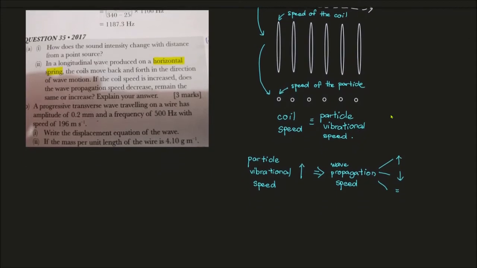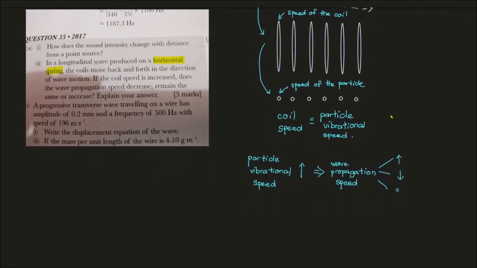So particle vibrational speed and wave propagation speed are definitely different things. Even in our syllabus, we call one of them Vy for particle vibrational speed, and we call the other V for wave propagation speed. Particle vibrational speed is the speed of the particle moving, the speed of the motion of the particle, whereas wave propagation speed is the speed of the wave pattern. So these two things are definitely different things.